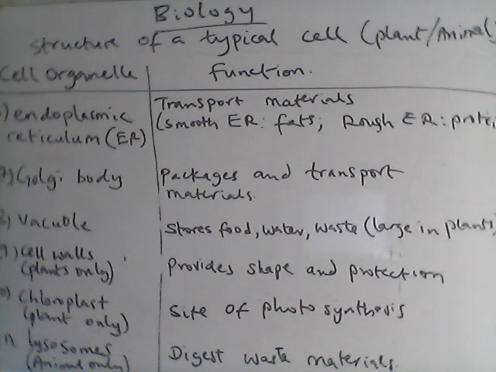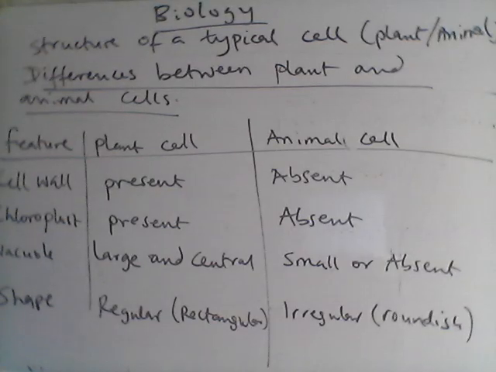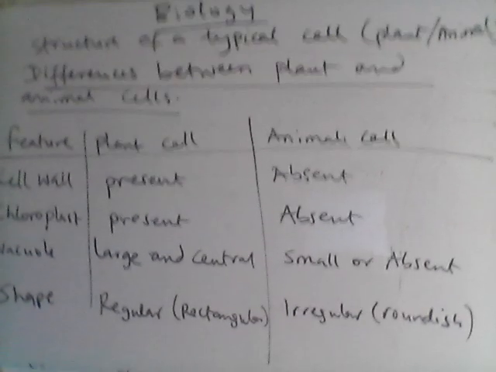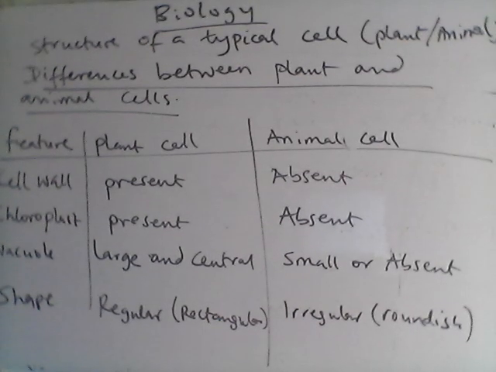So we're going to be looking at the differences between the plant cells and animal cells. Okay, we'll look at the differences. Like for plants, cell walls are present and chloroplasts are also present. Okay, so in a tabular form, I have the difference between plant cell and animal cell. Basically, we'll be looking at features, what is present in the plant cell and not present in the animal cell.